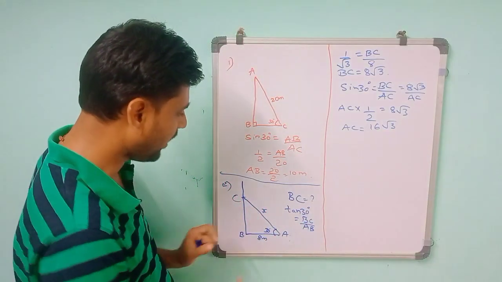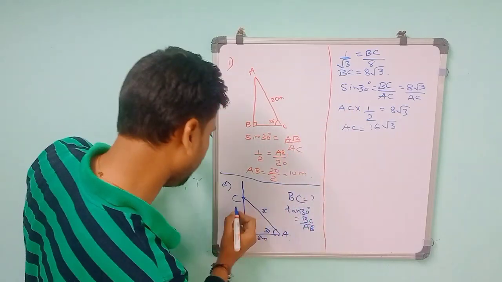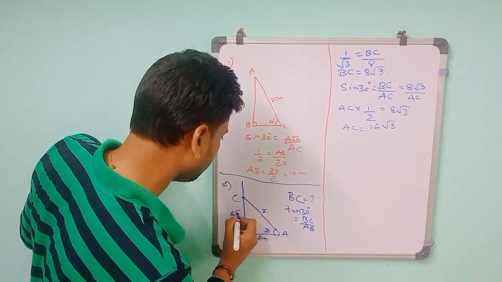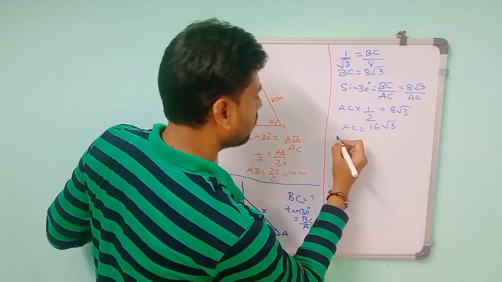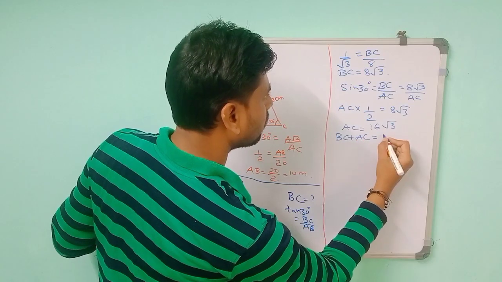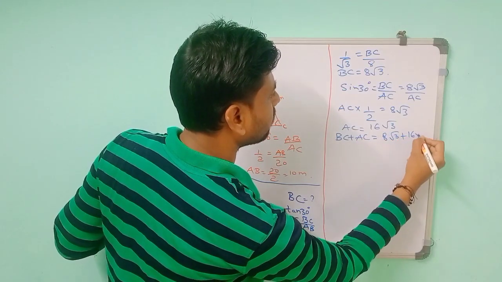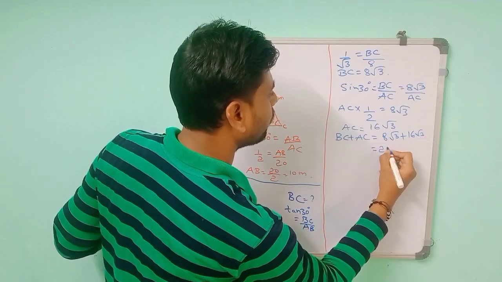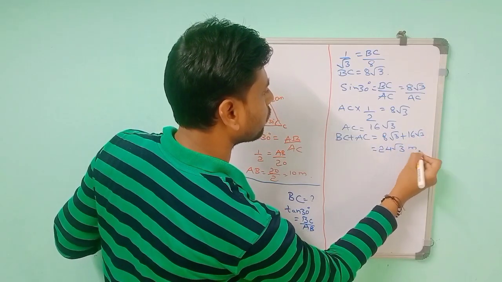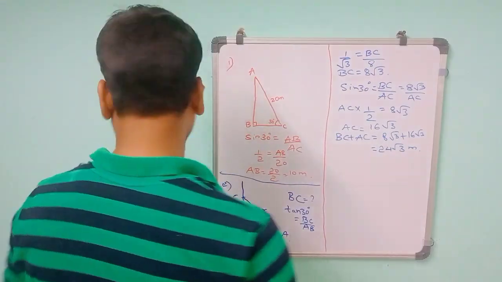So we have to find the height of the tree. So this one and this one. How much did we get? 8 root 3. Then BC plus AC is equal to 8 root 3 plus 16 root 3. So it will be 24 root 3 meter. So the height of the tree is 24 root 3 meter.